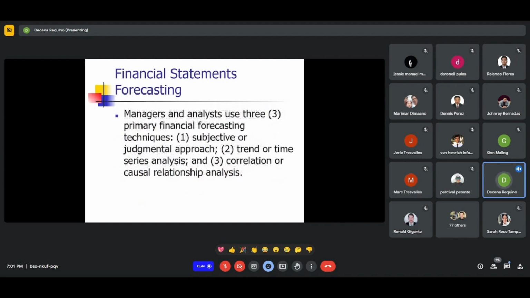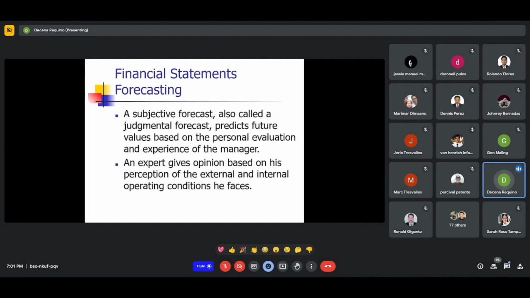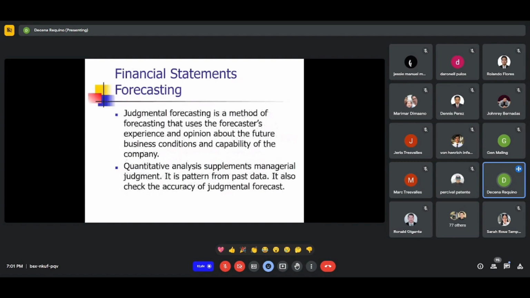Managers and analysts use three primary financial forecasting techniques. Number one, yung subjective or judgmental approach, yung trend or time series analysis, and correlation or relationship analysis. A subjective forecast, also called a judgmental forecast, predicts future value based on the personal evaluation and experience of the manager. An expert gives opinion based on his perceptions of the external and internal operating conditions he faces. Yung judgmental forecasting is a method of forecasting that uses the forecaster's experience and opinion about the future business condition and capability of the company.